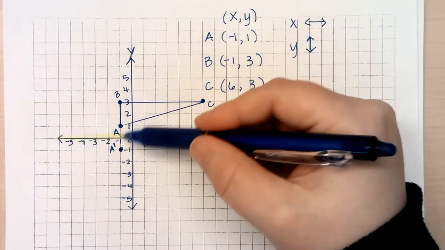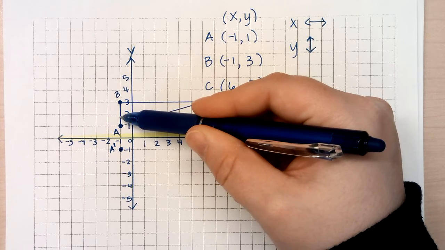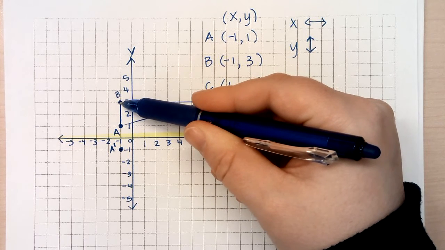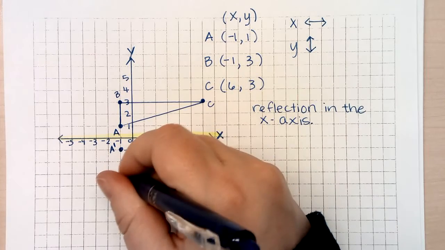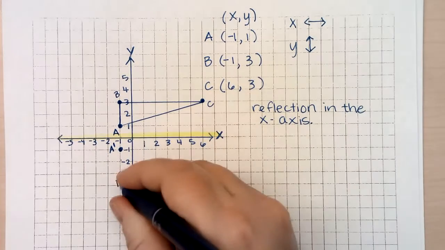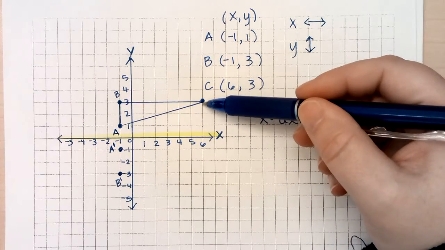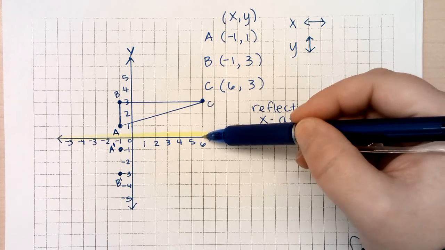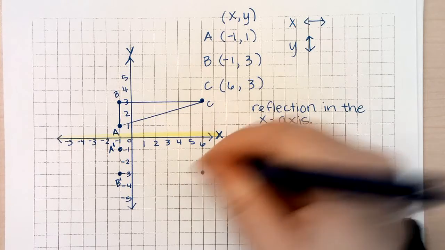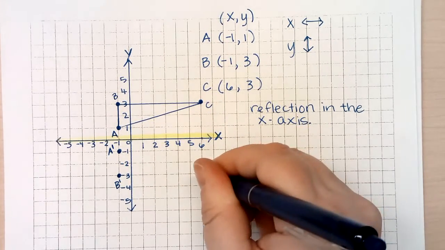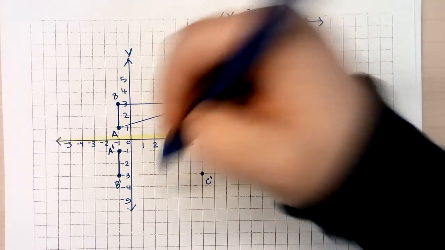For B, from the x-axis, it is 1, 2, 3 units up. So we're going to go 1, 2, 3 units down from the x-axis and label it B prime. All right, C is also 1, 2, 3 units up. So we're going to go from our x-axis 1, 2, 3 units down. C prime. Okay, let's connect our dots here.